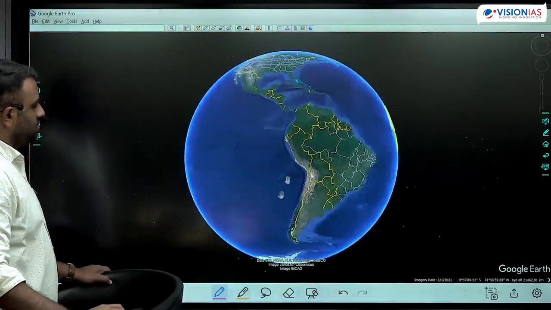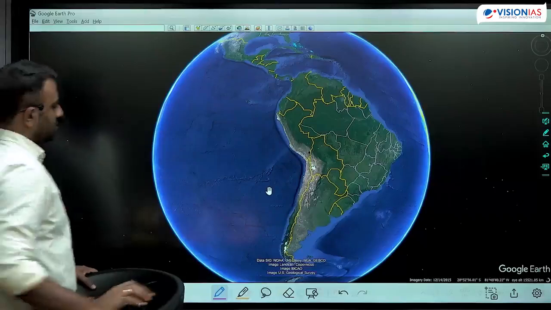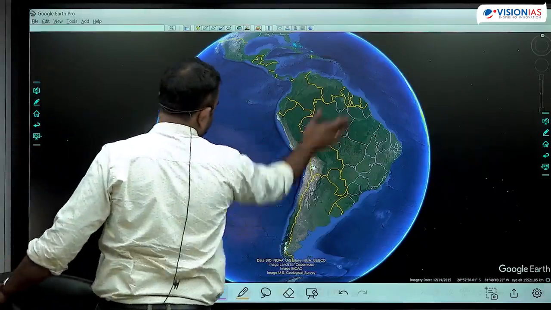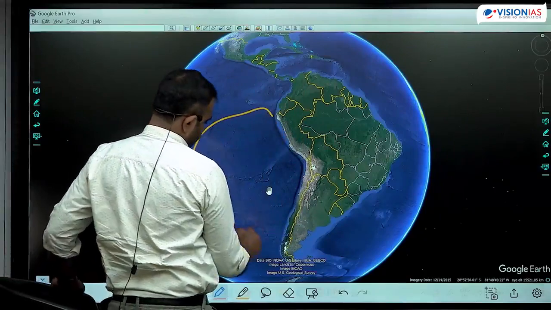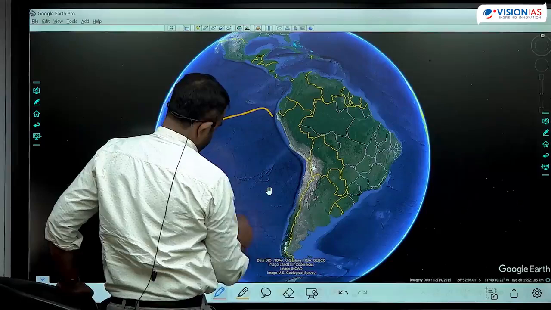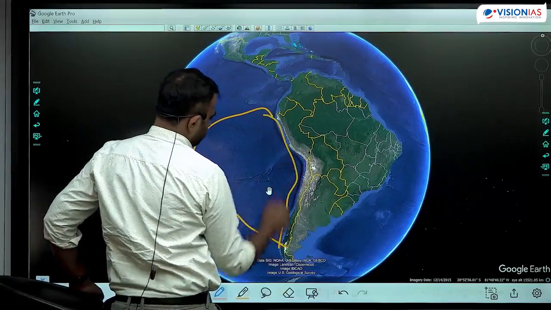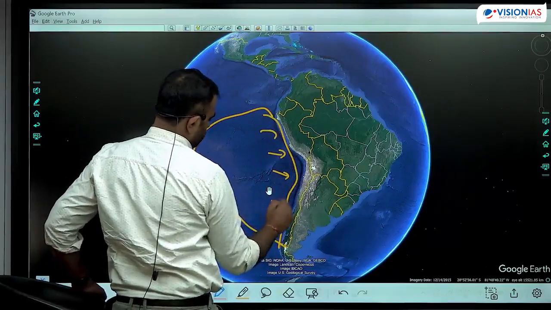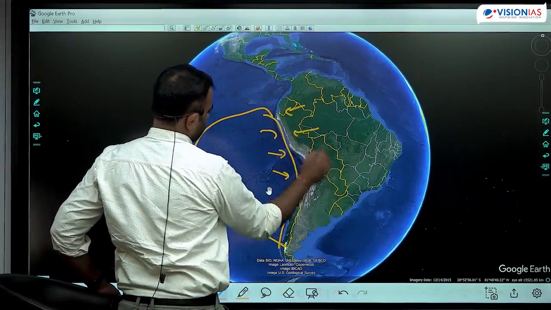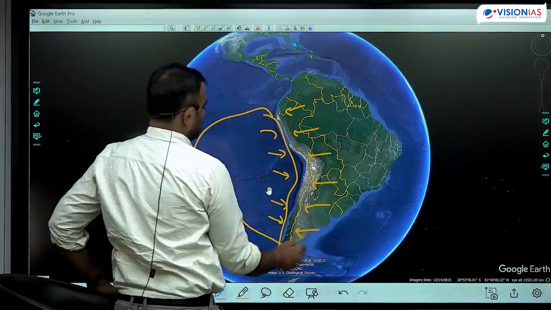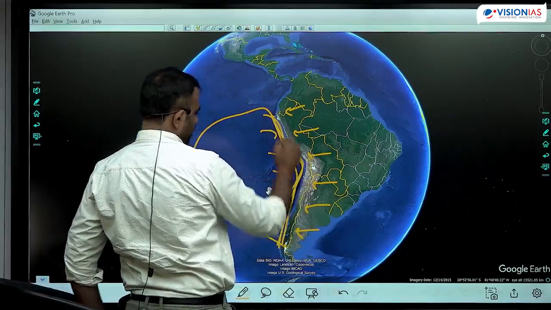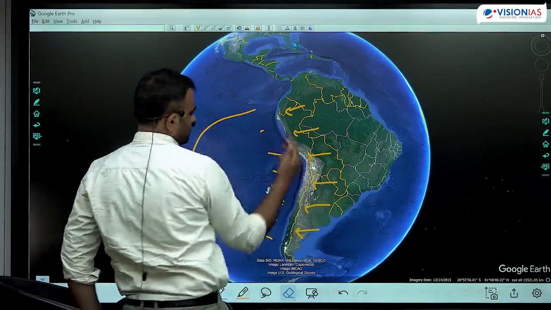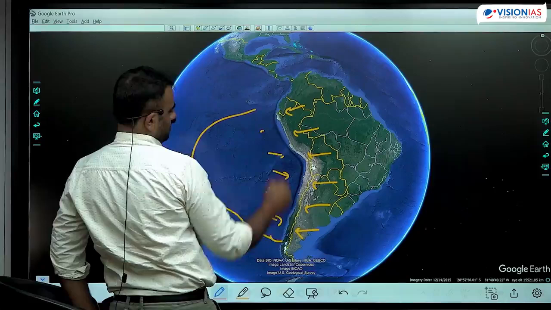Can you see here? This is the Nazca plate, which is subducting below the South American plate. This is a minor plate, the Nazca plate, subducting below the South American plate. This compression has created a trench here. Can you see this Peru-Chile trench here? You can very clearly see this dark line. Is that right?